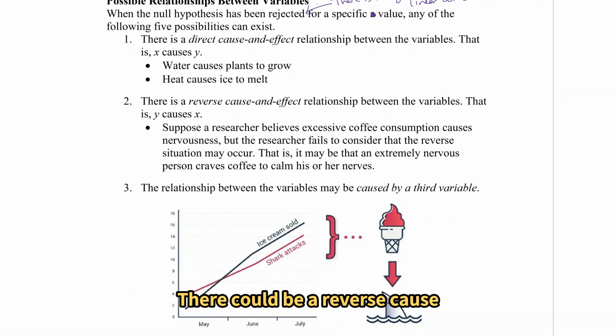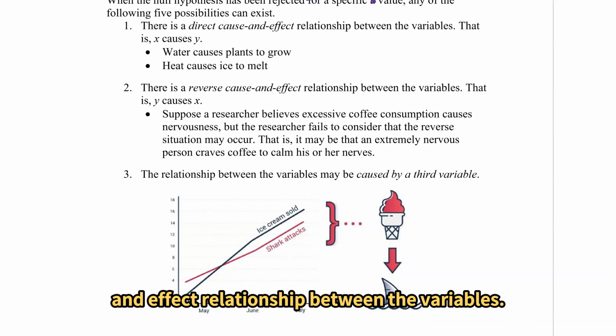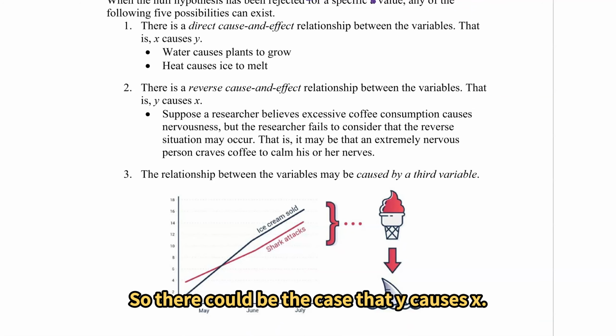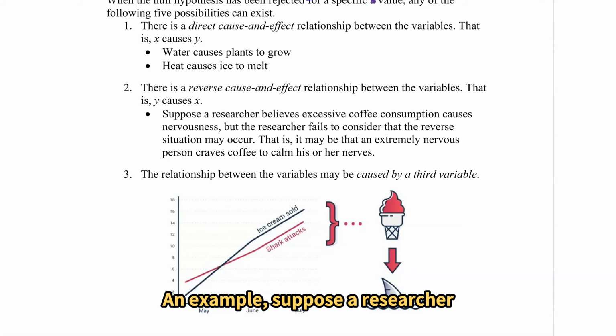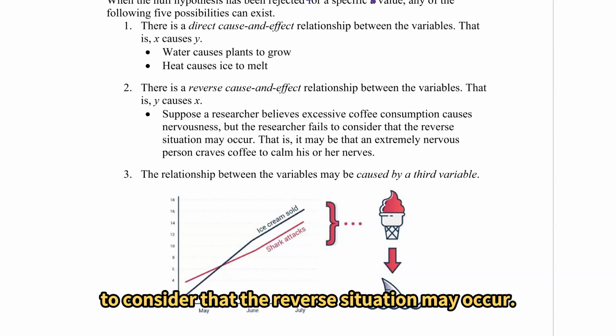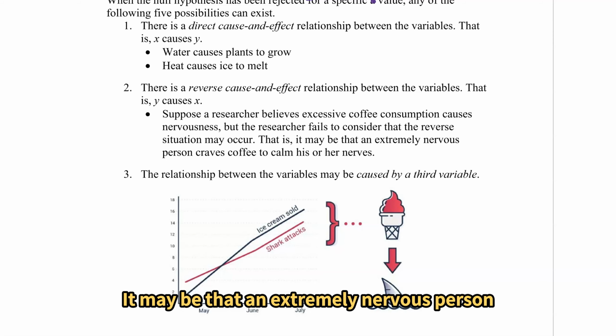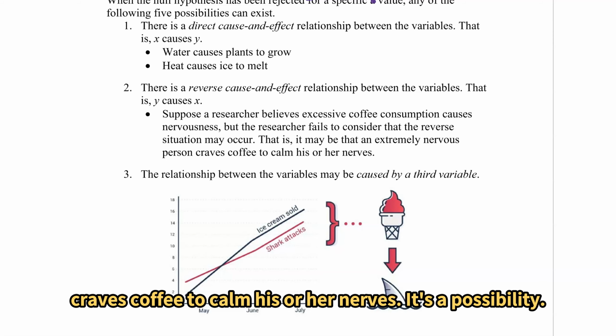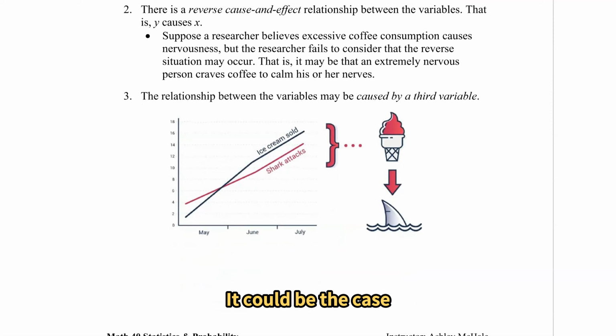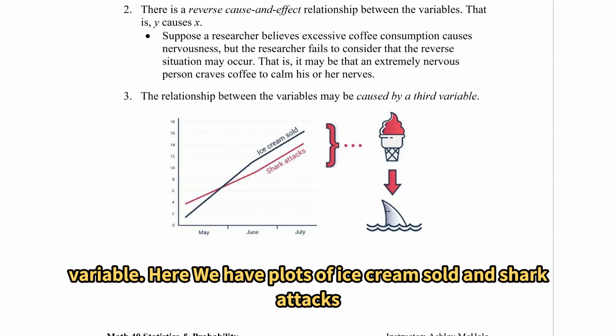There could be a reverse cause and effect relationship between the variables. So there could be the case that Y causes X. An example, suppose a researcher believes excessive coffee consumption causes nervousness, but the researcher fails to consider that the reverse situation may occur. It may be that an extremely nervous person craves coffee to calm his or her nerves. It's a possibility.